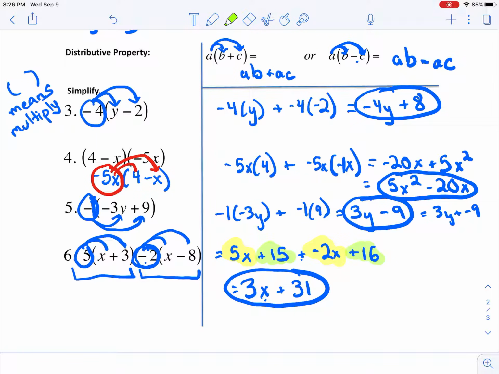So look for like terms to combine. Once you have them combined, then you can have your final answer here.